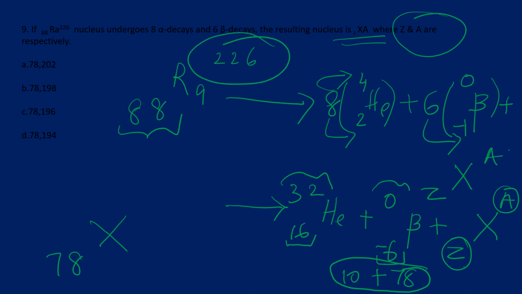Here it should be 226. So here A should be 194, since 194 plus 32 gives 226. So 78, 194, option D is the correct one.